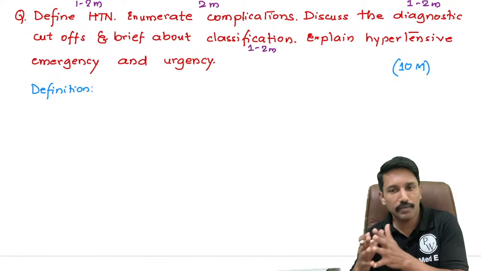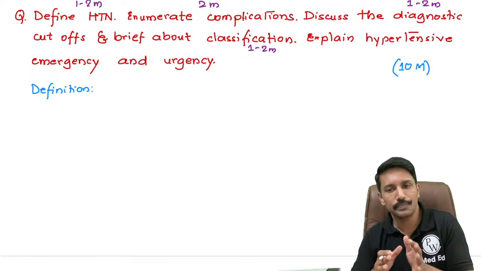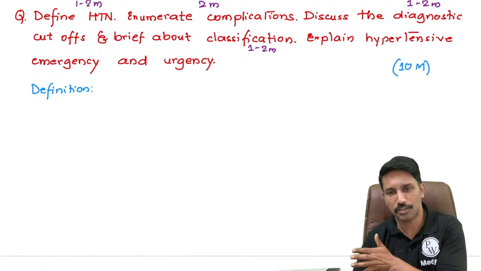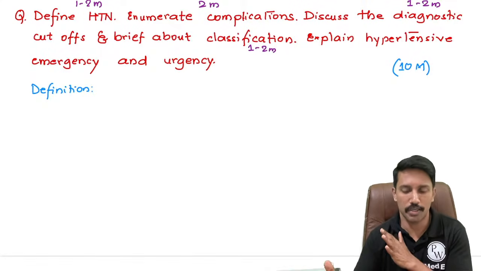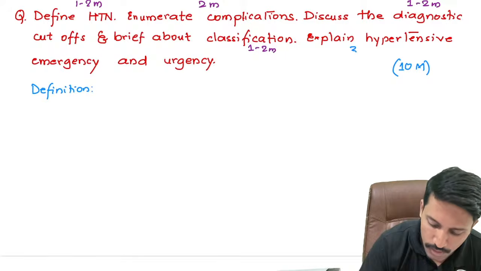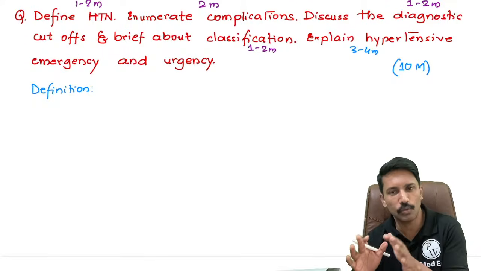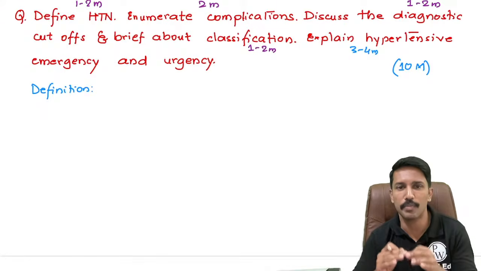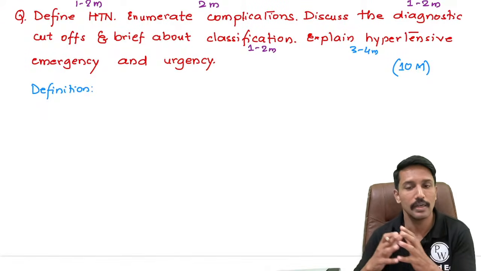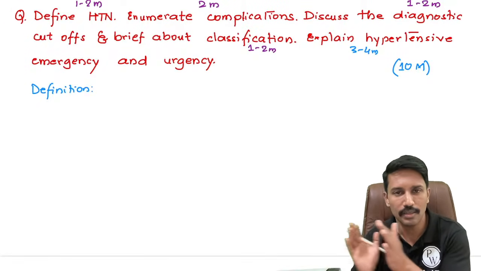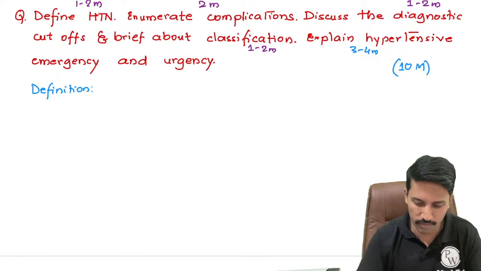Then either they will ask you to write a short note on the hypertensive emergencies and urgencies or the resistant hypertension, for which they tend to give 3 to 4 marks. The closing question may be write briefly about hypertensive emergency and urgency or write a short note on resistant hypertension, right? So we'll begin with this.